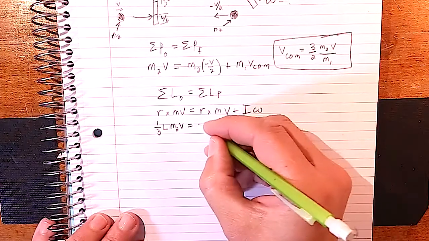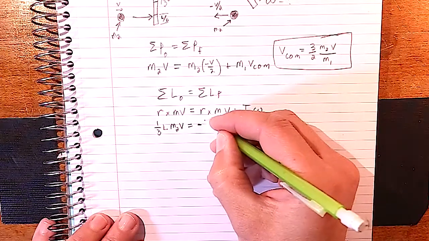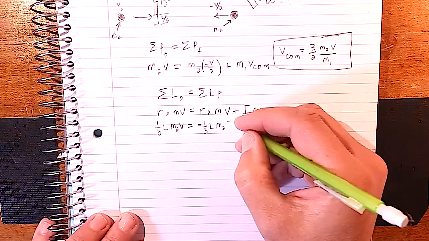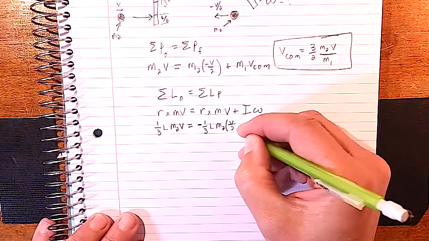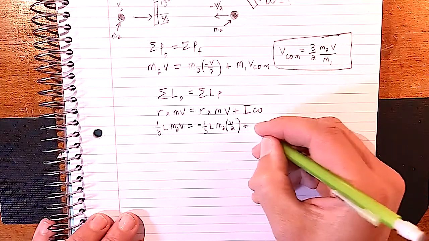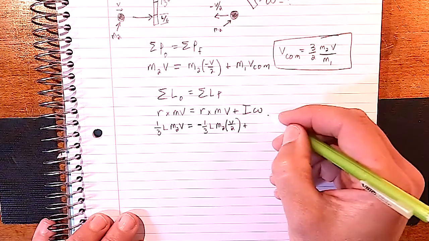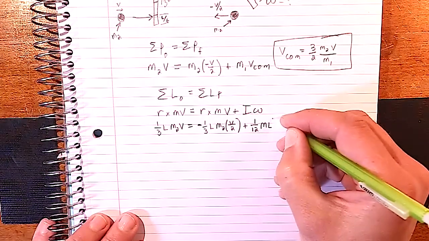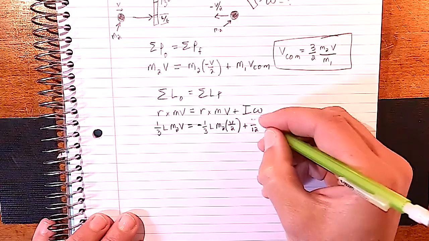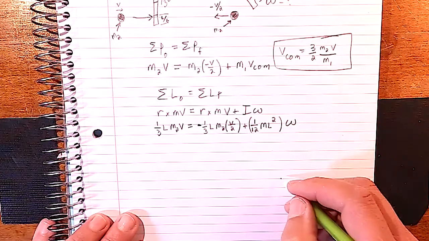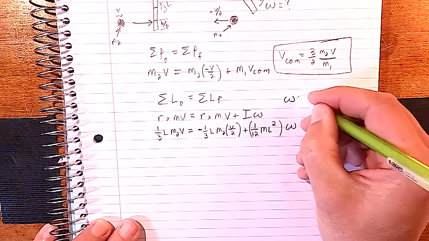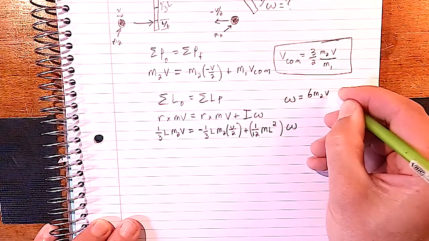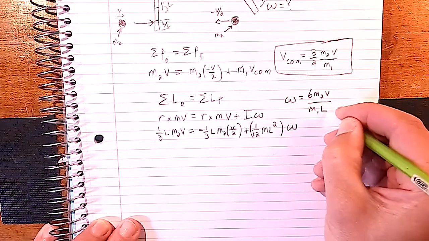This v is minus. I'm going to bring that out to the front here. So that becomes 1/3 L, again, m2 times v/2, because it comes back at half the speed, plus I, in this case, is a rod spinning about its center of mass, which, if you remember from the center of mass unit, is 1/12 ml squared. And all of that times omega final. And once you do the math on that and deal with all the fractions and everything, you get 6 m2v over m1l.